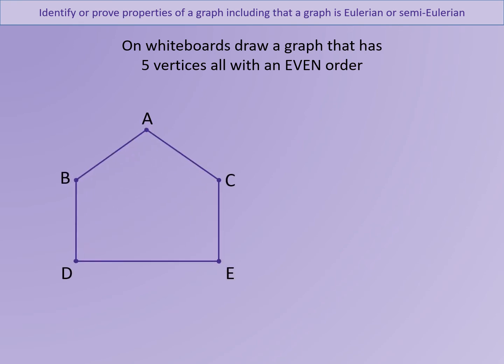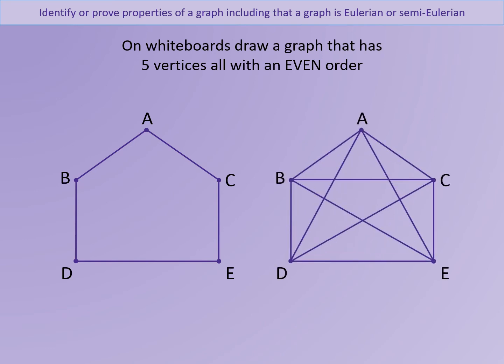So you may have drawn this one. You can see that all vertices have got the same order there, all order 2. You may have drawn this one. This is K5. They've all got order 4. There are also other variations on that.